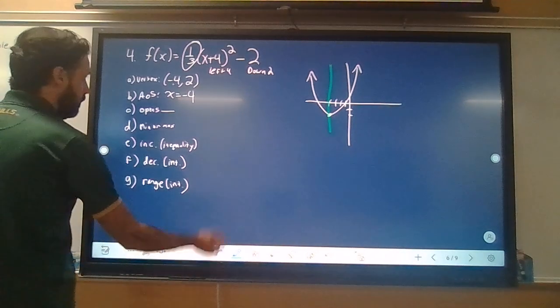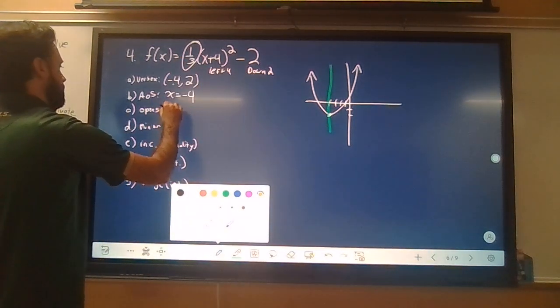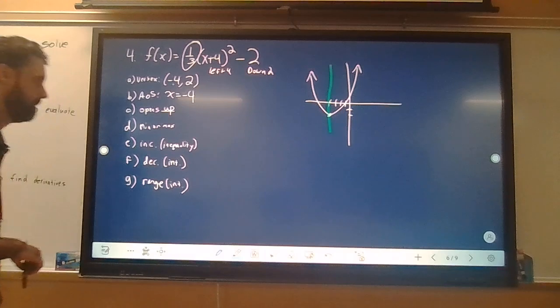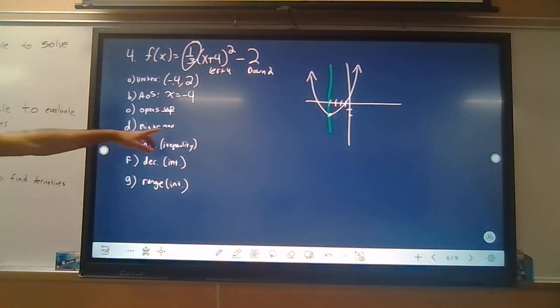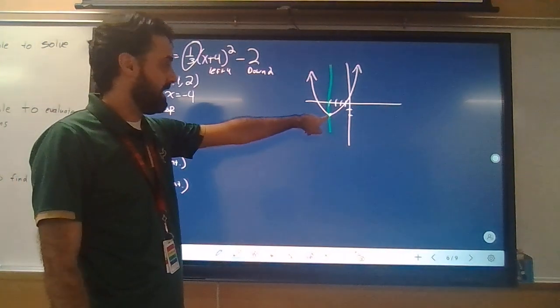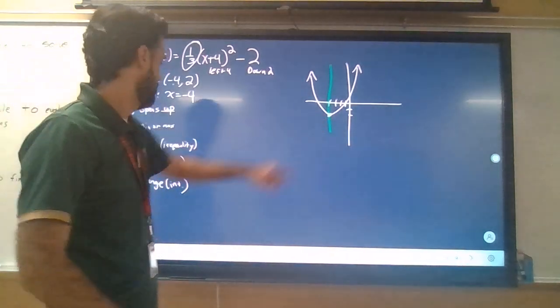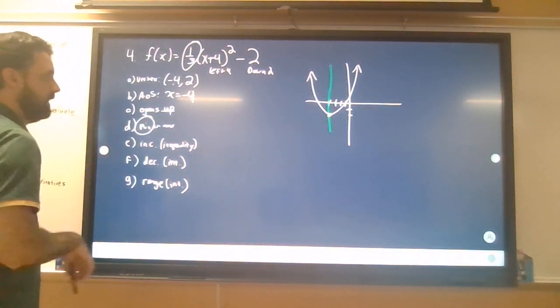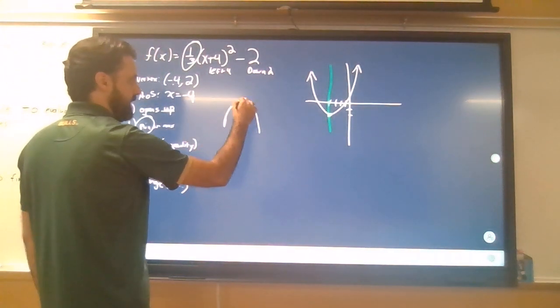How does this open? Well, we already said it opens up because the leading coefficient is positive. Now, anytime a graph opens up, the vertex is a minimum. It's at the bottom. So we're just going to circle minimum here. If it opened down, the vertex would be a maximum then.